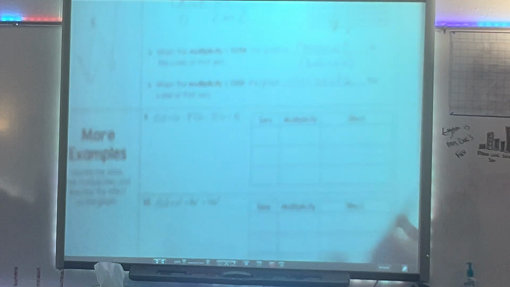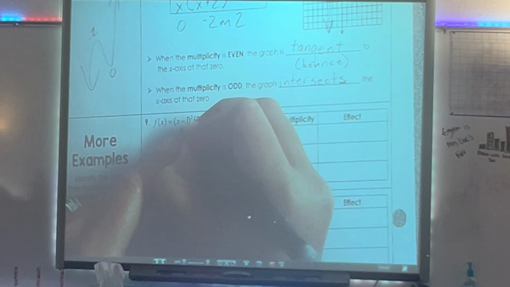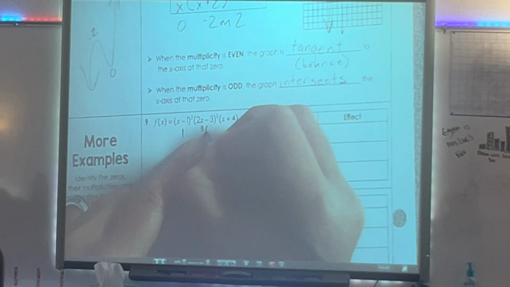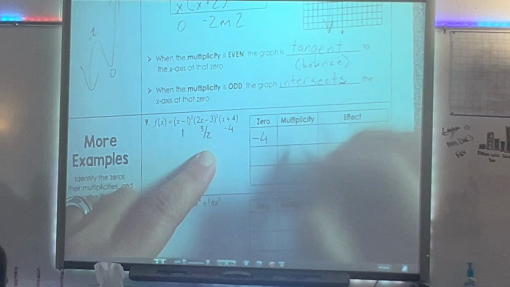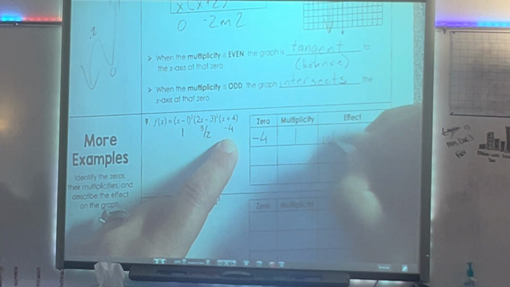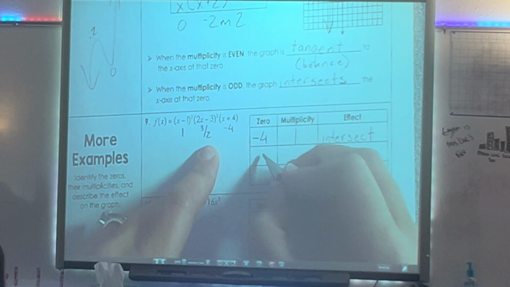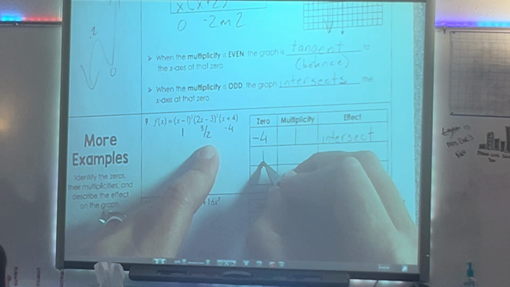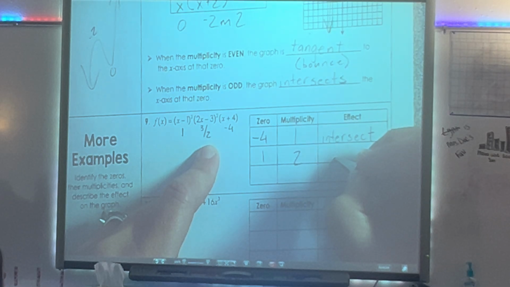Okay. Alright, so if we looked at this one right here, the solution here would be 1, the solution here would be 3 halves, and the solution here would be negative 4. So negative 4 happens one time, which means on the graph it's going to intersect. Okay there? What about 1? What's its multiplicity? 2. So what's it going to be? Intersect or tangent? It's going to be tangent.